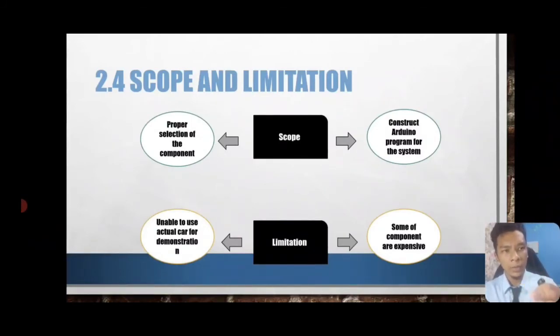There are several limitations. One of them is being unable to use an actual car to demonstrate the prototype, so it will be replaced using a trolley for the demonstration. The next limitation is that some components are quite expensive, such as the extinguishing agent and the linear actuator, but the price is still acceptable and worth it for this project.